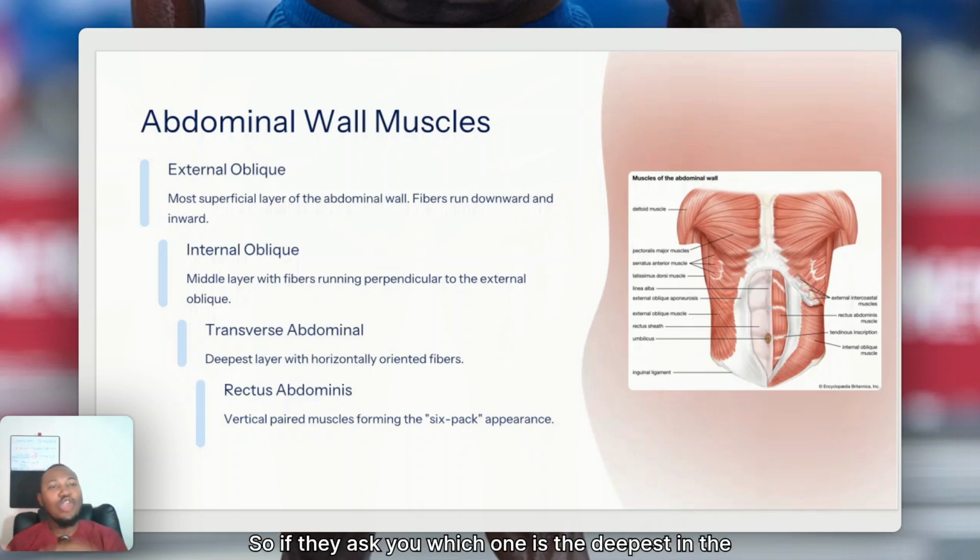So if they ask you which one is the deepest in the abdomen, tell them it is transverse abdominis. Which one is the most superficial? Tell them it is external oblique. Why? The middle oblique is just in between, running perpendicular to the external oblique, right?